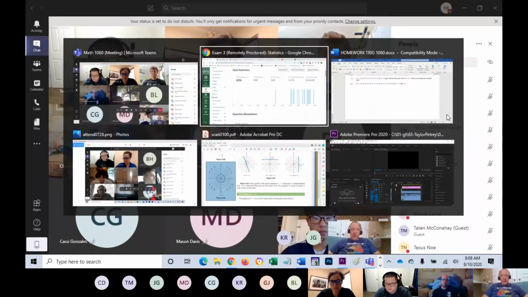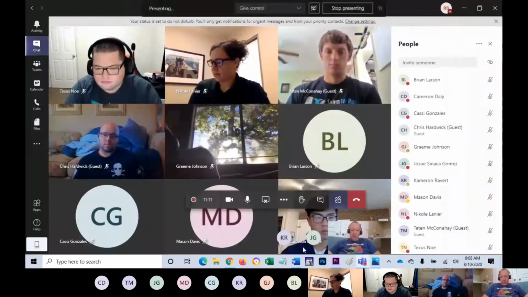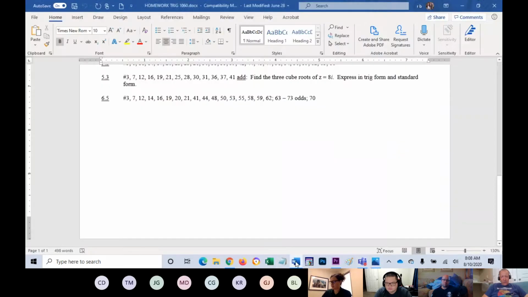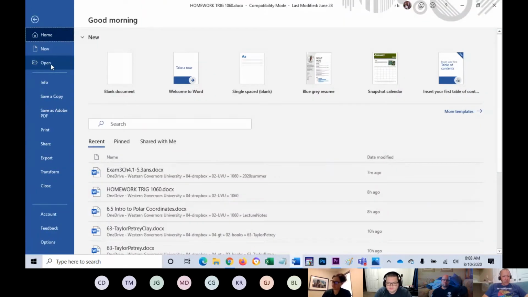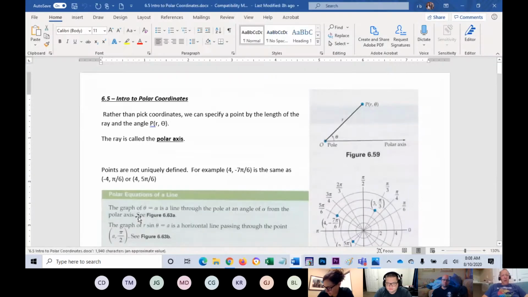Okay, so we're going to start on polar coordinates. Whoops, that's not the right thing. I thought I had that open. Here we go. Okay, so this is our last new section. If we can finish, if we go into tomorrow, well, yeah.